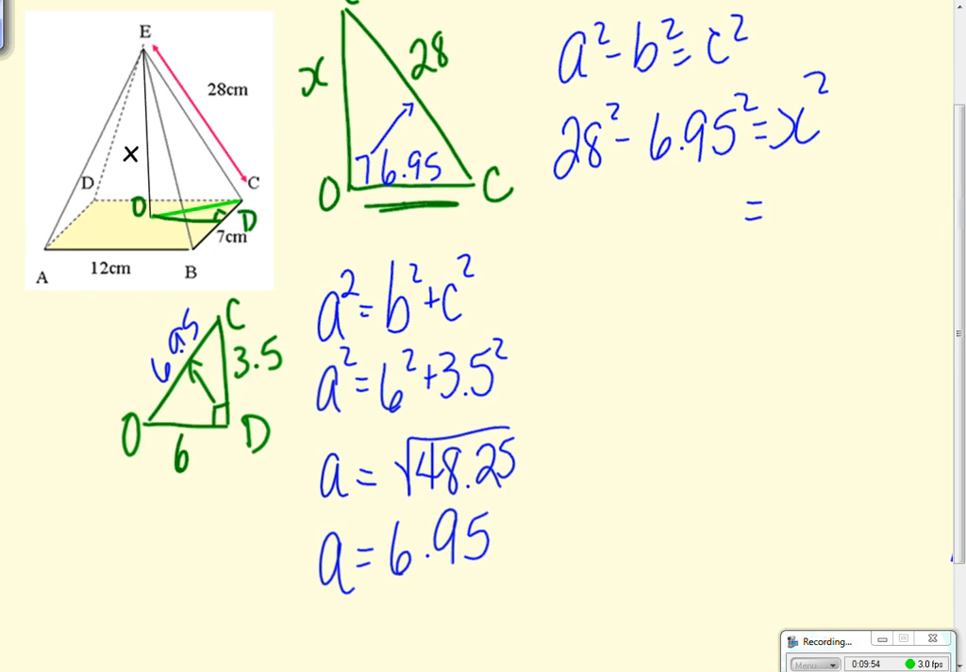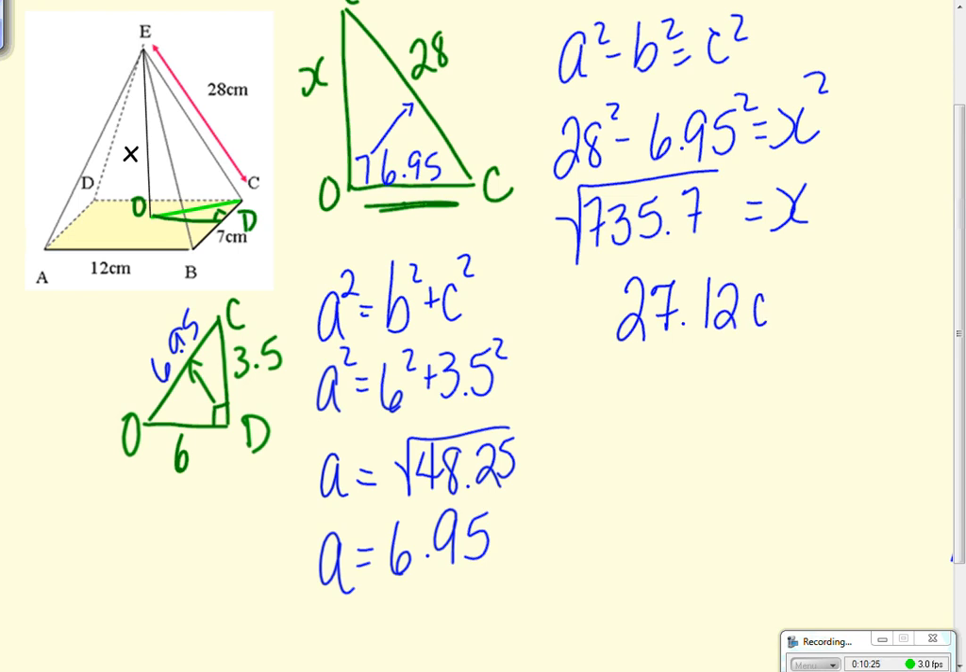So once we've done the mathematics, x will equal the square root of 735.7. We'll round it to that. And when we take the square root of that number, what we get is 27.12 centimeters, because that is the units we've been given, equals x.